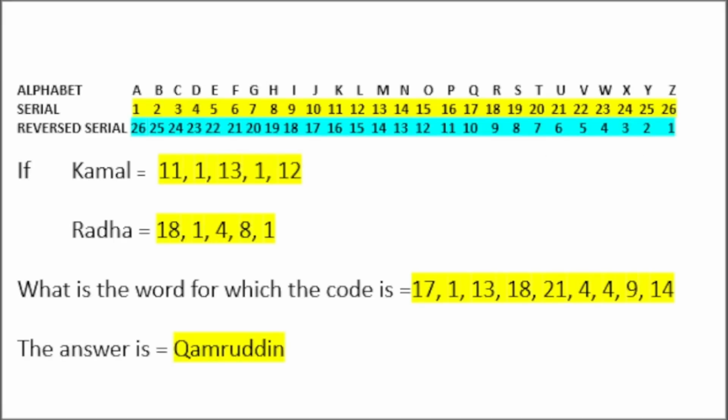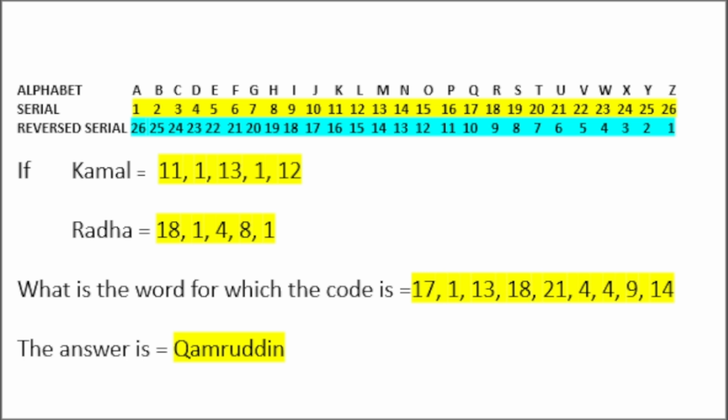Well, as we have discussed earlier, the English alphabet can be assigned two types of serial numbers, one in ascending order and one in descending order. The first one is called the simple serial number, and the other one, this one, can be called the reverse serial number.